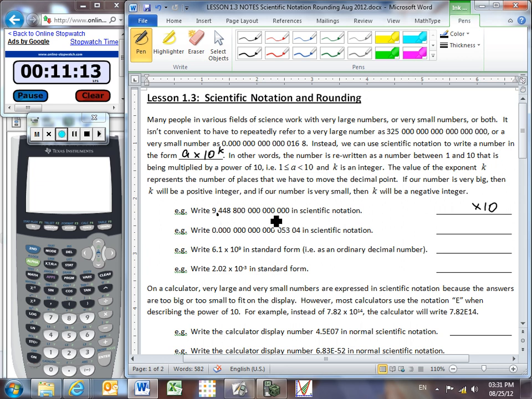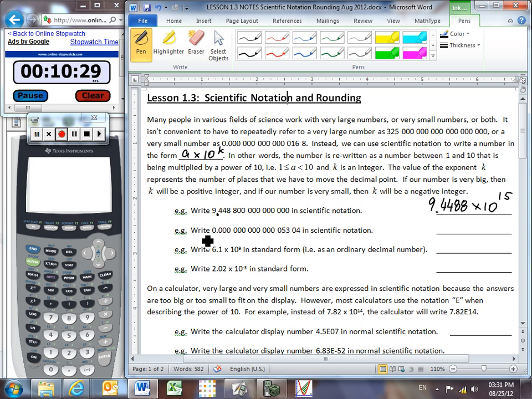1, 2, 3, 4, 5, 6, 7, 8, 9, 10, 11, 12, 13, 14, 15. We've moved it 15 places. And we use a positive 15 because this is a very big number. And so now we'll rewrite this part, 9.4488. We no longer need to include all of these zeros because when they come after a decimal point at the end of a decimal, they don't change the value at all. So 9.4488. And then if we multiply it by 10 to the 15, that would of course account for the moving of the decimal place 15 places, in order to change it back into standard form.